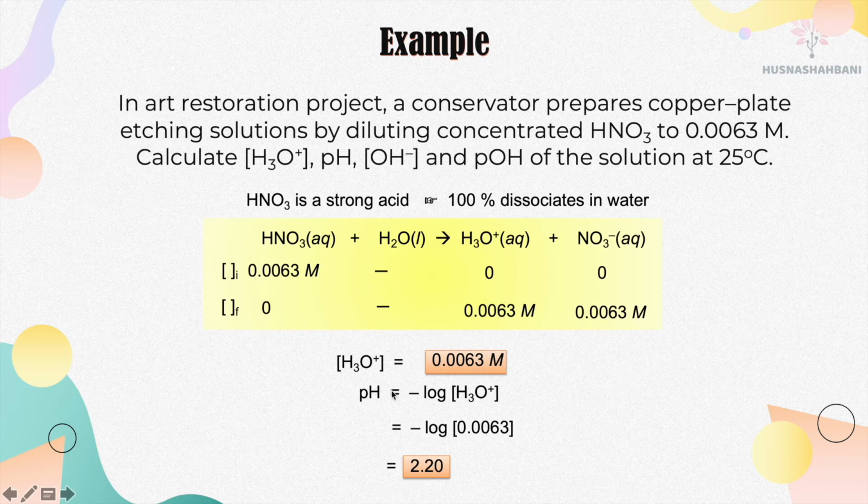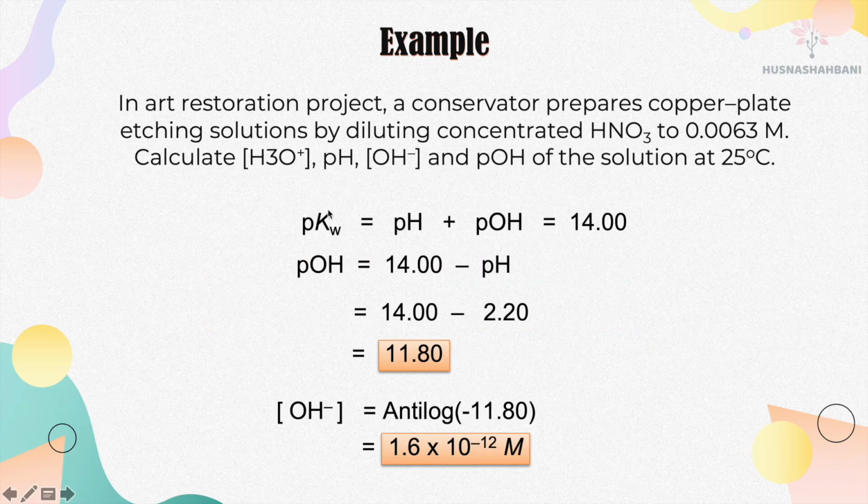Then the pH is equal to negative log of H3O+, and you will get a pH value of 2.2. Next, we need to calculate the OH- concentration and pOH. We know that pKw is equal to pH plus pOH. The value of pKw is 14. So pOH equals 14 minus pH. We have the pH value 2.2, so our pOH is 11.8.